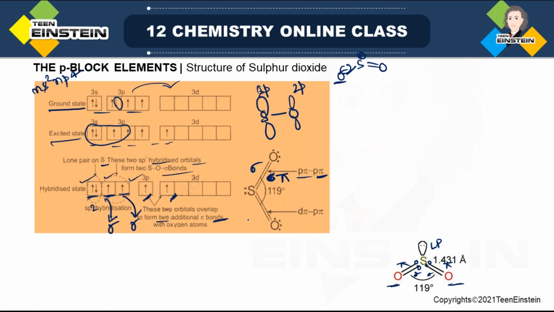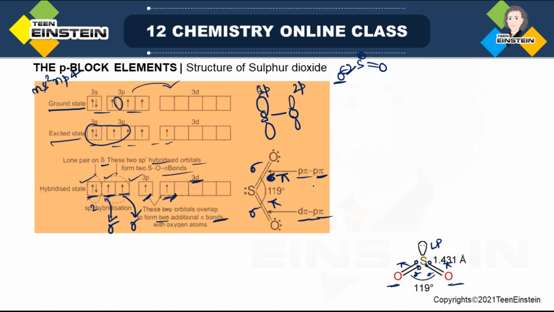But the second pi bond is d pi p pi, because now this electron is present in the 3d orbital. So now it is d and p sidewise overlap. That is why it is d pi p pi. So why is this discussion important? Because regarding structure, if a question is asked, what is the nature of this pi bond, is it p pi or d pi p pi, then the answer is one of the pi bonds is p pi and the other one is d pi p pi. Okay, any doubt?